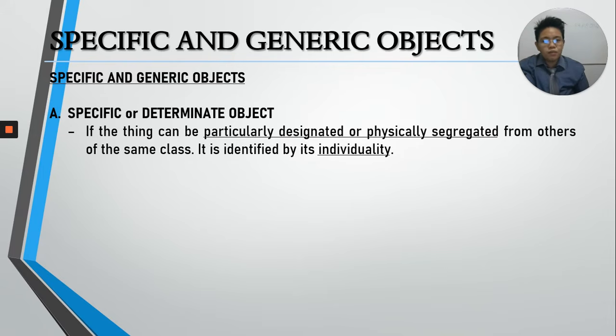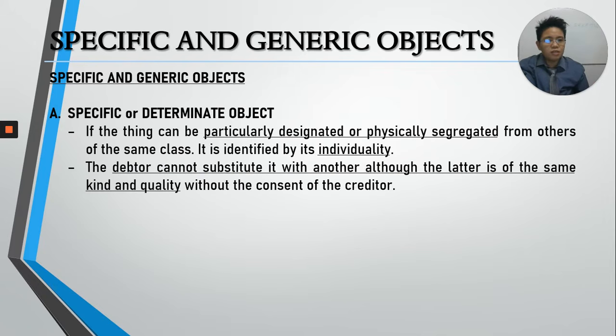So, remember also, pagka specific or determinate object, pwede mong masabi na ito ay unique. Kaya wala siyang kapareho sa mundo. Now, the rule is that the debtor cannot substitute a specific or determinate object with another object. Bakit? Kasi iba na yun sa usapan. Kung ito yung specific object, kung papalitan mo siya ng ibang object, hindi na yun. That is out of the question already. Kasi hindi yun ang pinag-usapan ng mga parties.